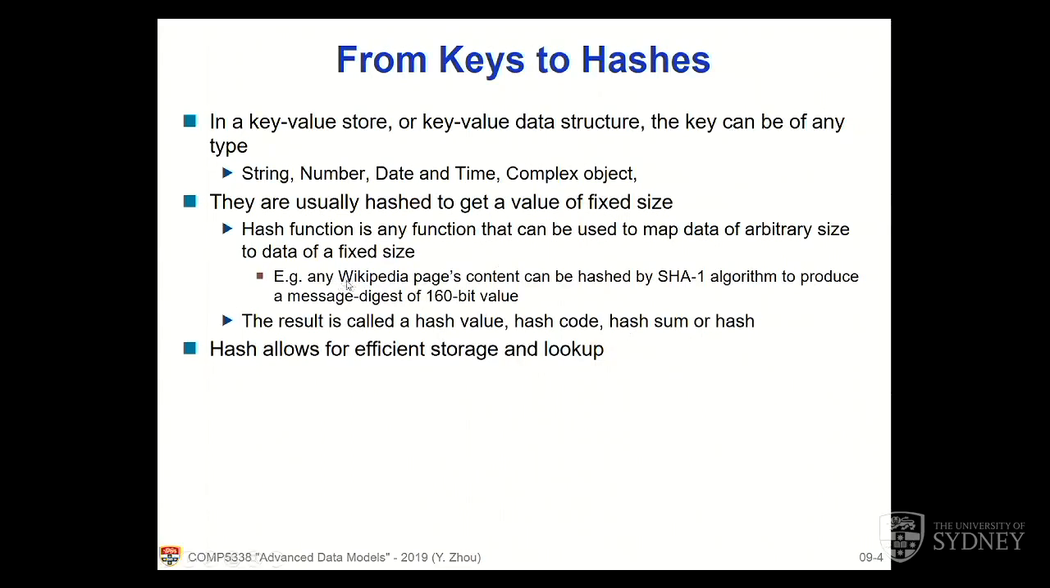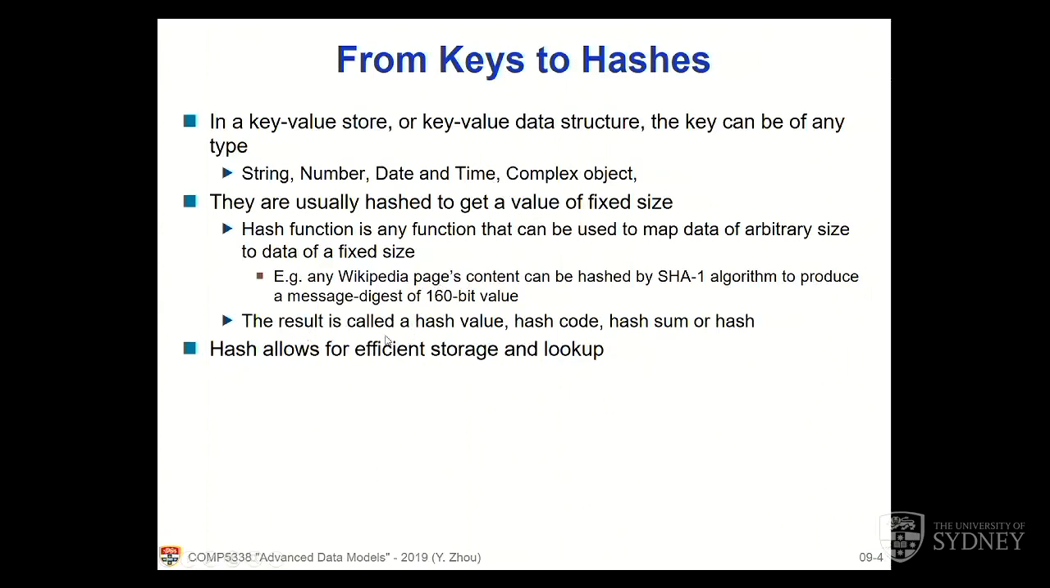Like we can have a Wikipedia page. Some are pretty big, some are pretty small. But each Wikipedia page can have a unique hash value using the SHA-1 algorithm. And then we can produce something called a message digest. And this is a 160 bit value. Even a small change to the content will generate different values. So it's an easy way to compare if the two versions are different.